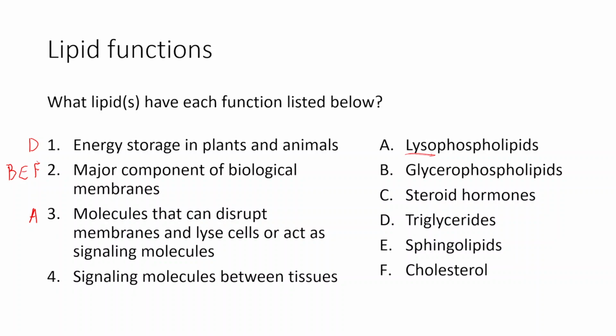All right, so let's talk about number 4. Which one of these just acts as a signaling molecule, specifically between different types of tissue? Yeah, so here's where the steroid hormones come in, exactly. Steroid hormones are really great because they can pass right through cell membranes, but they don't live inside them. They're sent in between different types of cells and different types of tissues to essentially send messages to other places.